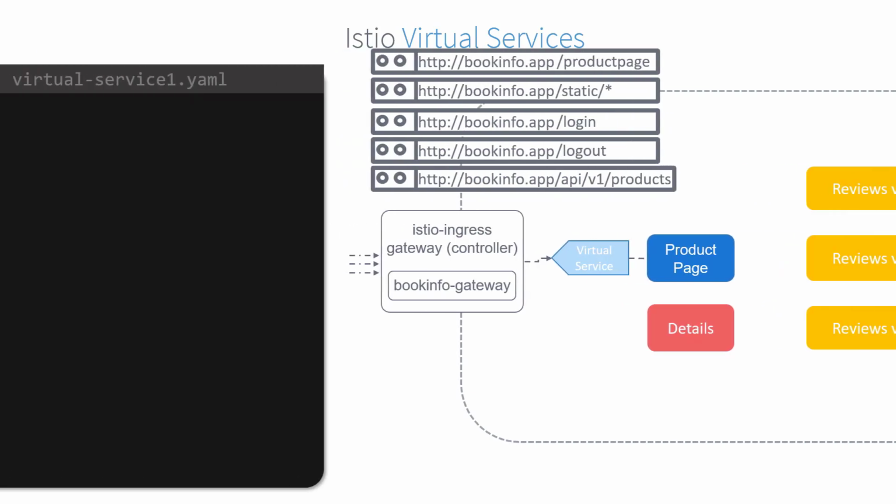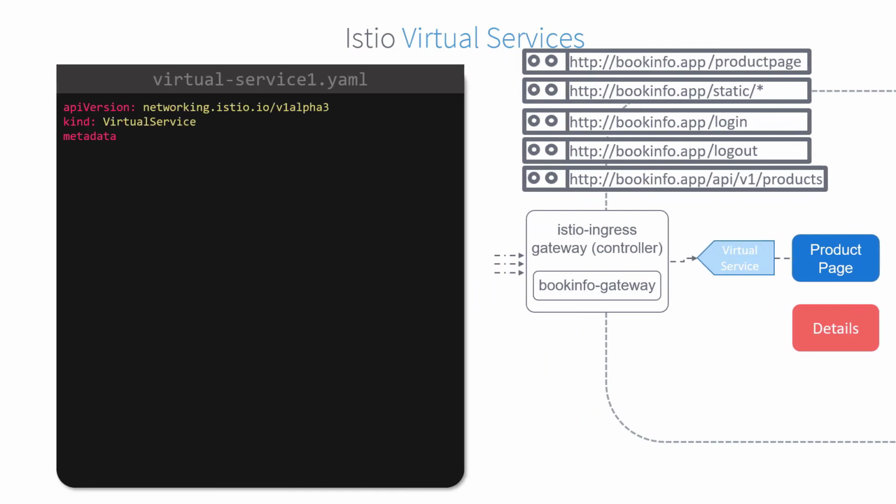So let's create a virtual service to route these URLs to the productpage service. We create an object with the API version set to networking.istio.io/v1alpha3 as of this recording. Note that this may change in later versions, so always refer to the Istio documentation while creating virtual services to get the latest supported API version. Kind is set to VirtualService. Metadata has name, set to bookinfo, and we have a spec section.